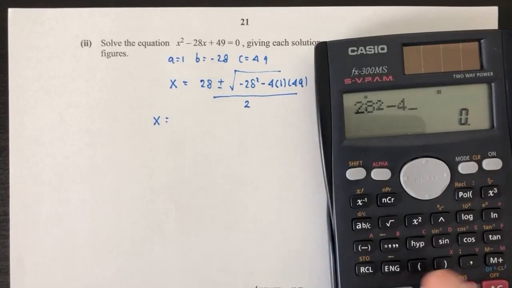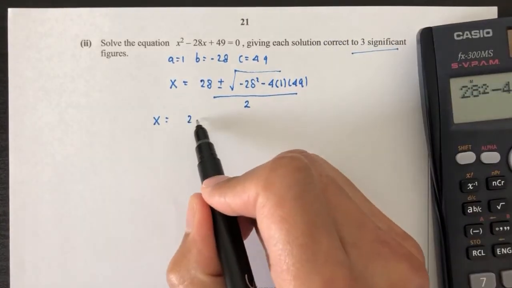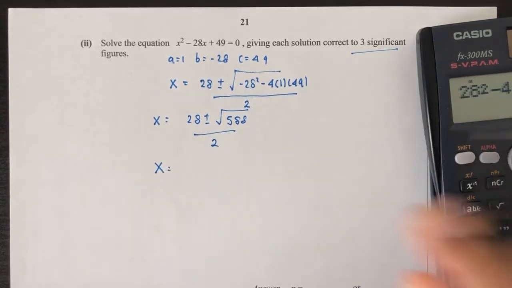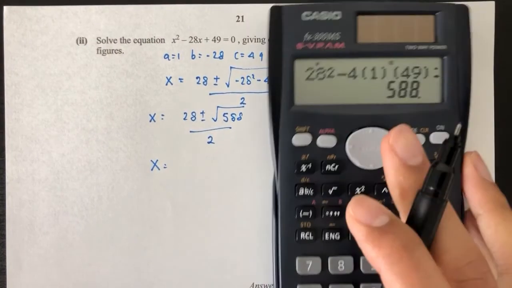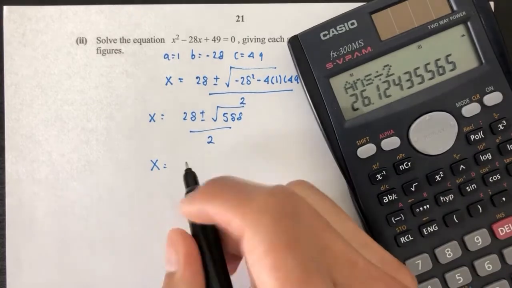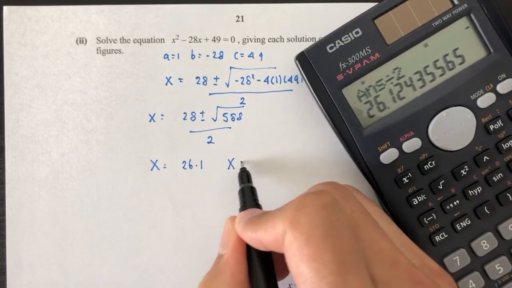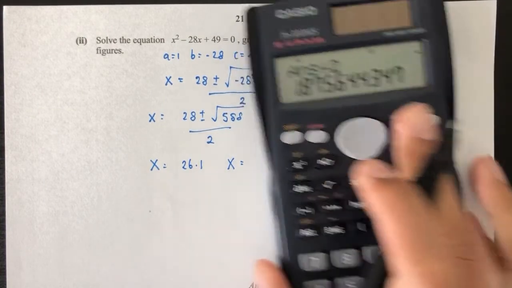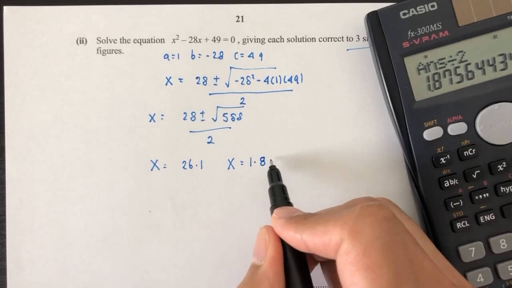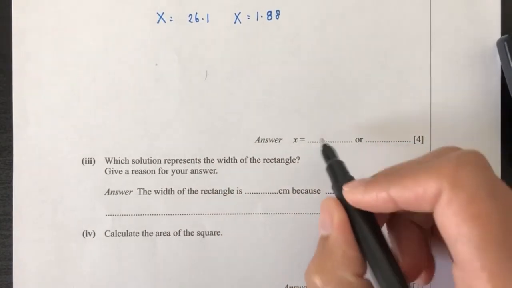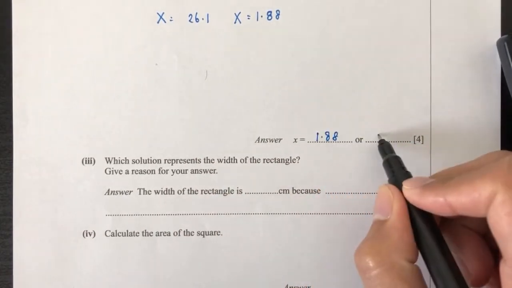28 squared minus 4AC, that will be 28 plus minus square root of 588 divided by 2. So for the first value of x, let's do plus: 28 plus square root of 588 divided by 2. That will be 26.1. Or x can be 28 minus square root of 588 divided by 2, which is 1.88. So these are the two answers for your question. So x will be 1.88 or 26.1.